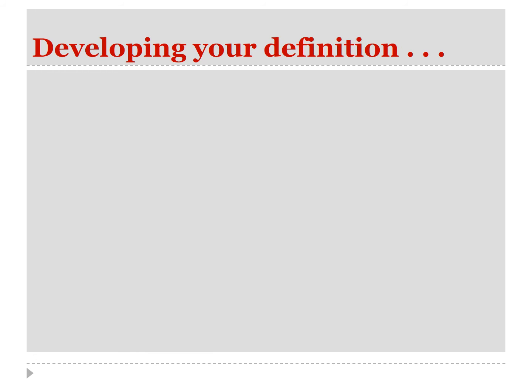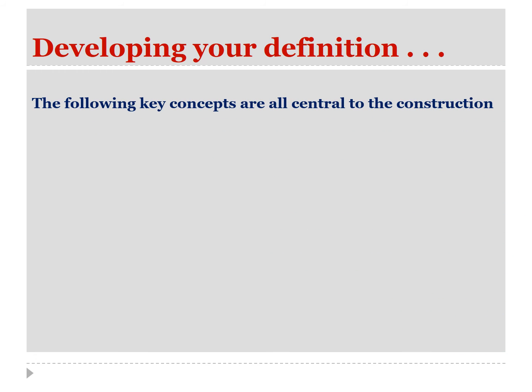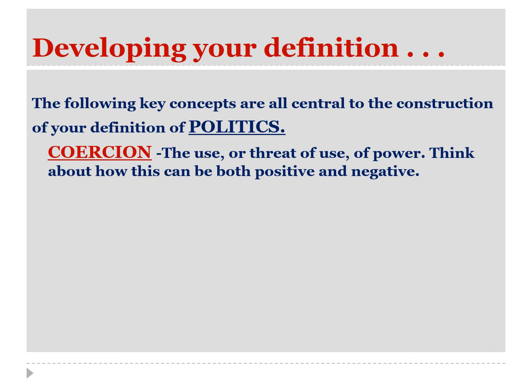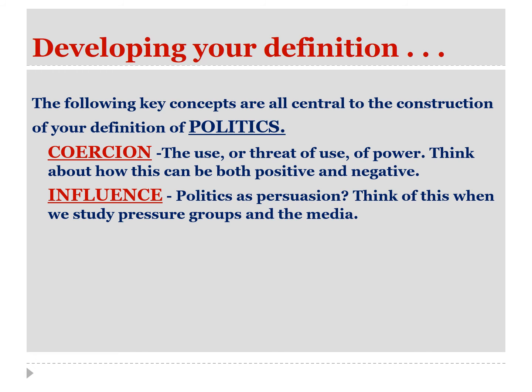So if we want to now think about defining what we mean by politics, all of these key concepts, all of these key ideas are central to the construction of this definition of politics. So we can argue that obviously through coercion, there is the use or the threat of use of power. Again, think about how this could be both positive and negative.